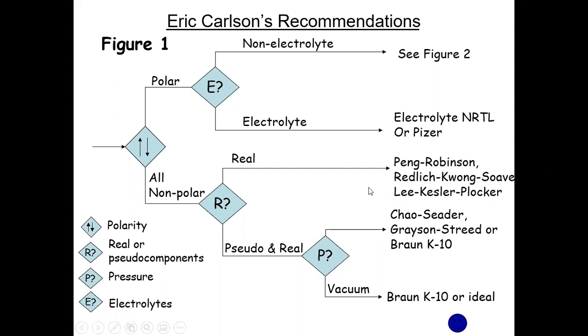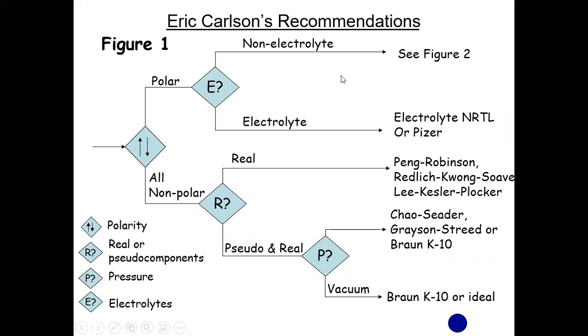So if it's a real component and it is non-polar, Peng-Robinson, SRK, or Lee-Kesler will work fine for you. However, if it's a pseudo component, then again we need to ask about polarity. So then we need to choose either of these equations. In your case, mostly you are going to work with real components. However, you need to see if they are polar or non-polar. Okay. If there are electrolytes, you need to go with NRTL, otherwise Peng-Robinson.